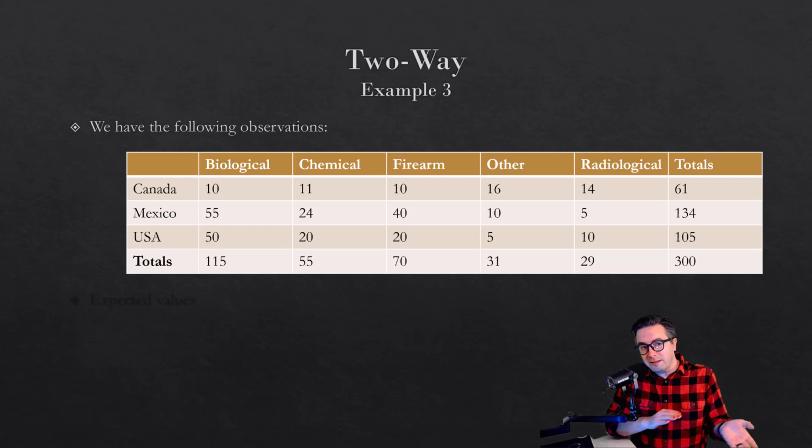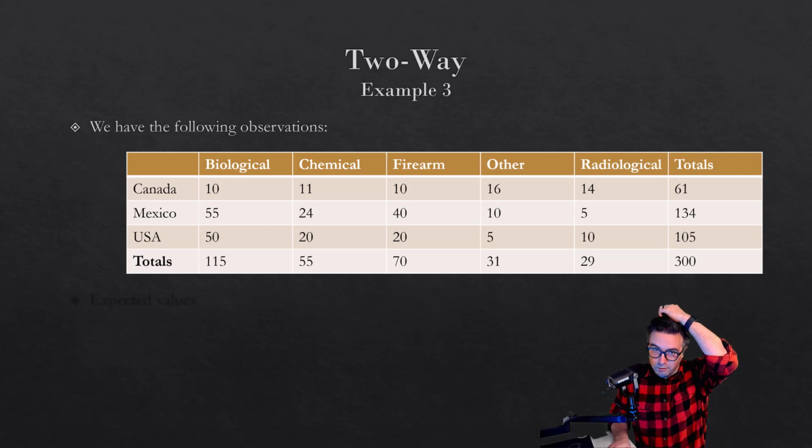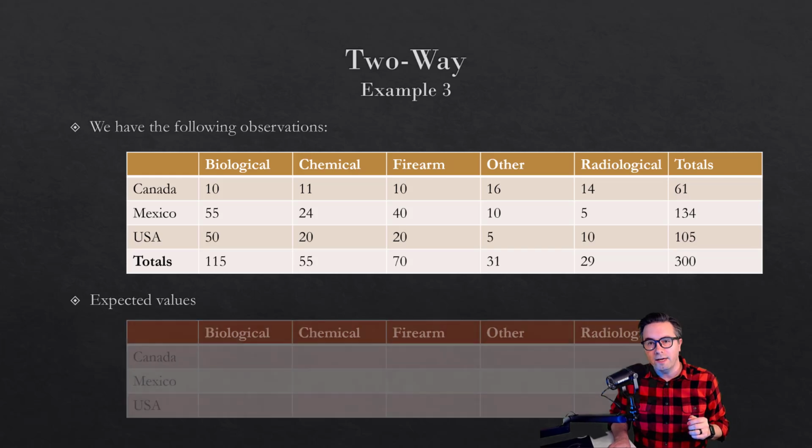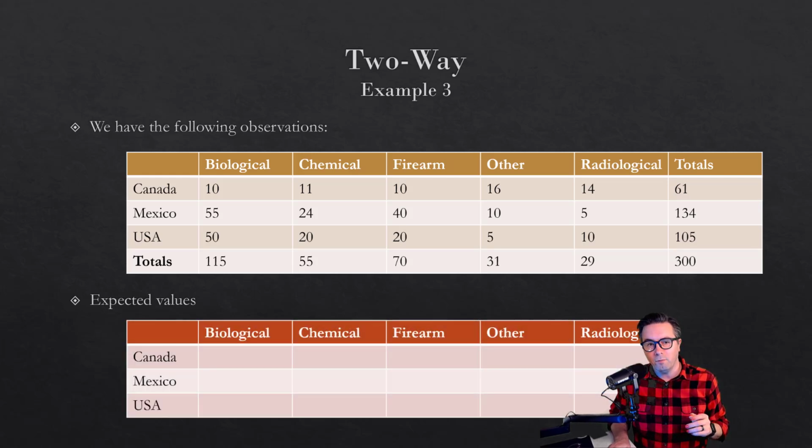The idea is that that's the row column. So all of Canada, that's 61, all of Mexico, that's 134, and all of US, that's 105, which should sound familiar because that's the totals that we came up with for the one way, right? That was our observation. So that was the proportion of terrorist attacks, or at least the observations, right? So anyways, we use these totals to come up with our expected values. And the way that we do that is we'll fill out this table.